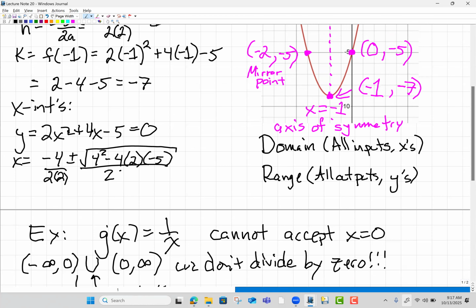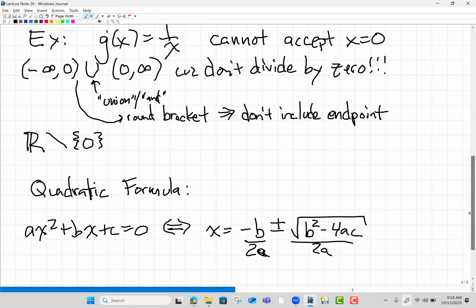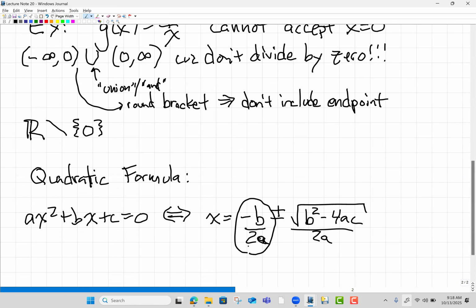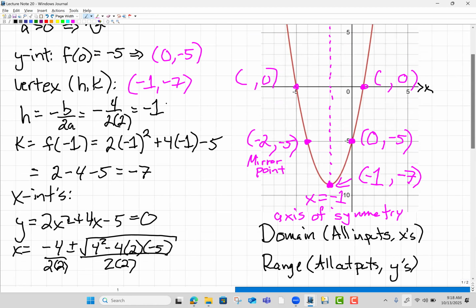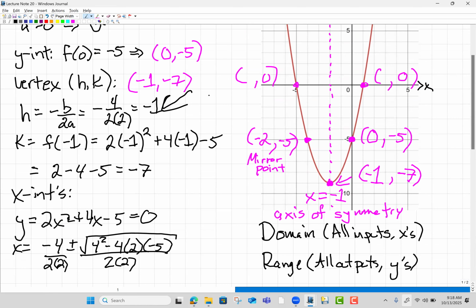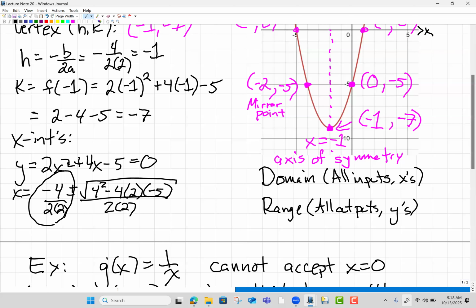2a, 2a. Okay. Now, this part you should recognize from the vertex formula. That gives us our h. That's what gave us this guy right here. That's the minus 1. So I told you if we could figure out that length, we could either add it or subtract it from the minus 1, and we could figure out our x coordinates here. And that's what shows up right here in our formula. So this is minus 1.